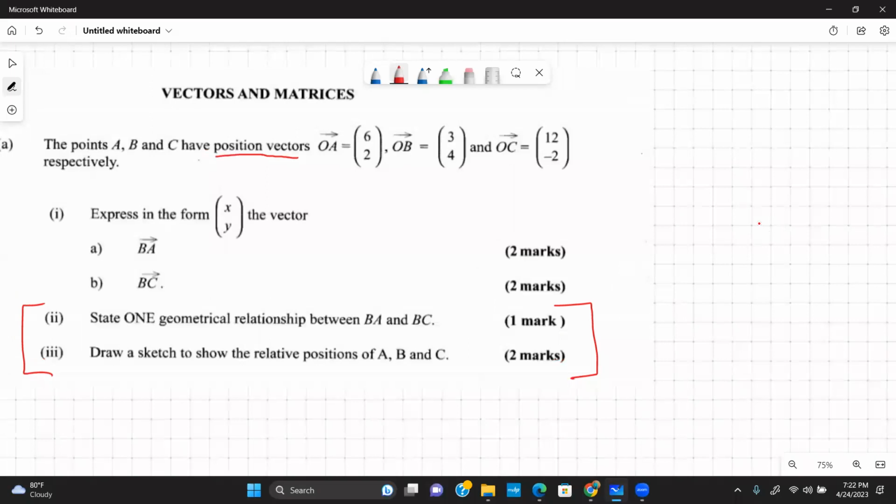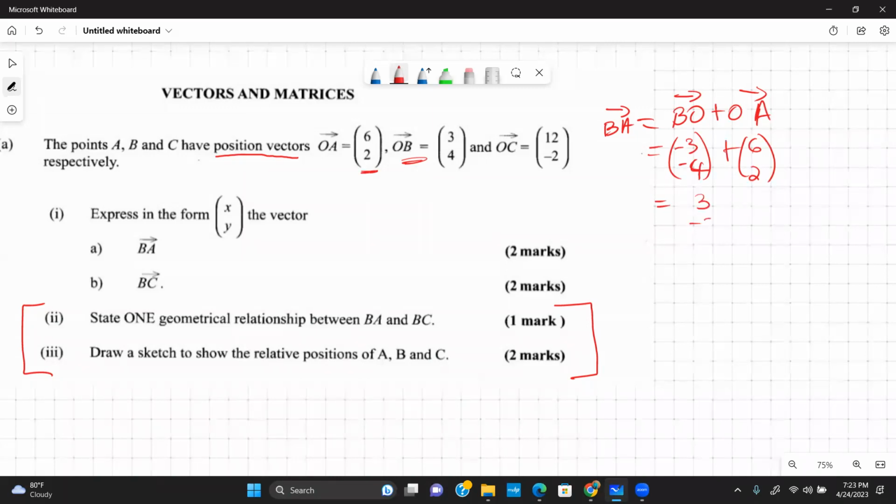So let me put BA out here. With BA here, we have the information already. So I'm just going to work it one way. BA would mean you could move from B to O, and then you pick up from O and end up at A. So BO, you're going in the opposite direction here. So that's -3, -4, plus OA, 6, 2. Finally, make sure you're not making any errors with your numbers, right? So this is going to be +3 and a -2, right? So that's BA. From B to A, the vector is +3, -2.